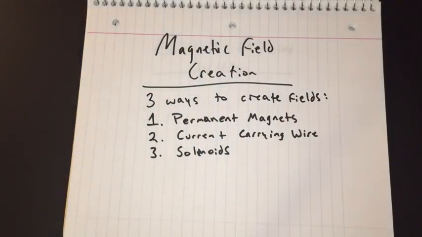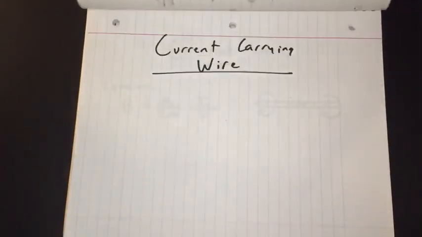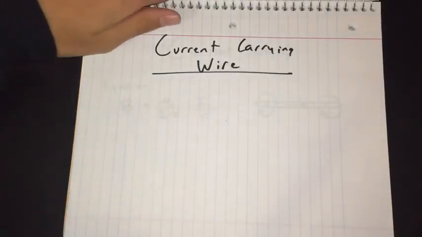One, through a permanent magnet. We won't really talk about that in this video. Secondly, through a current carrying wire, which we will talk about, and also with solenoids. Current carrying wires and solenoids both require electricity to create the field. So first let's talk about current carrying wires.